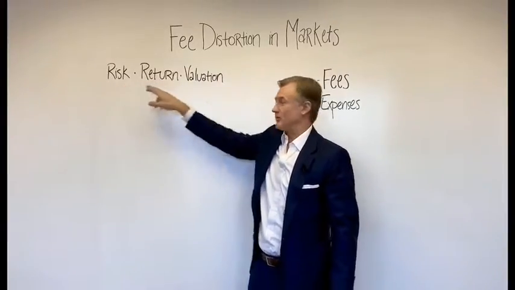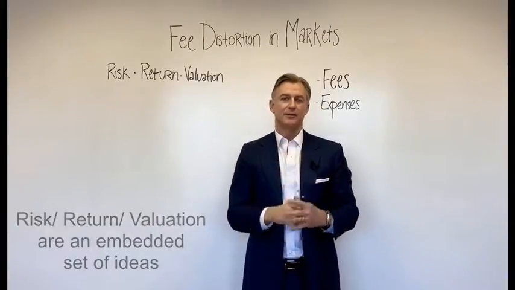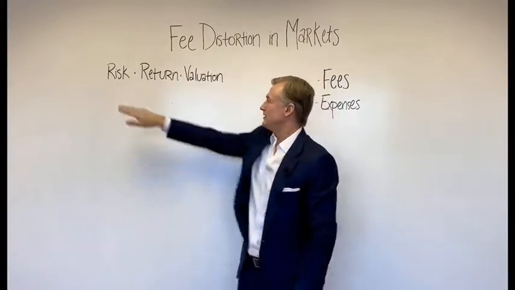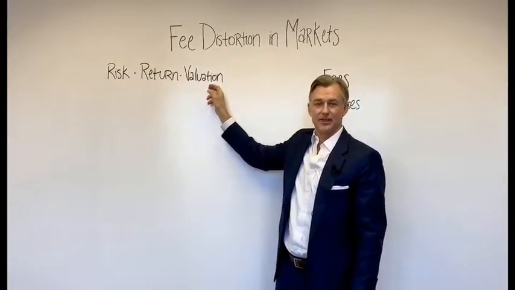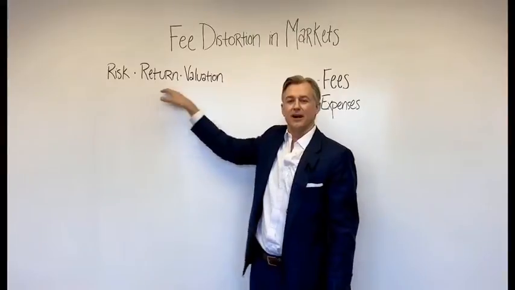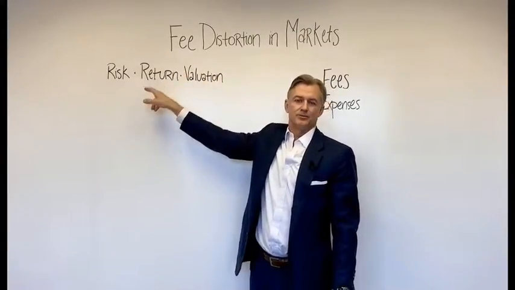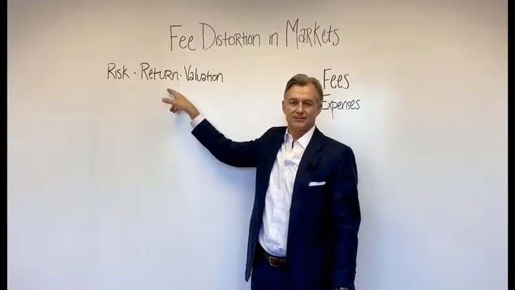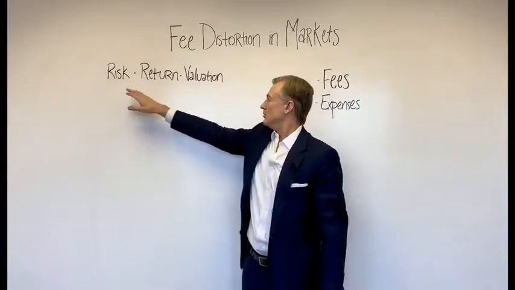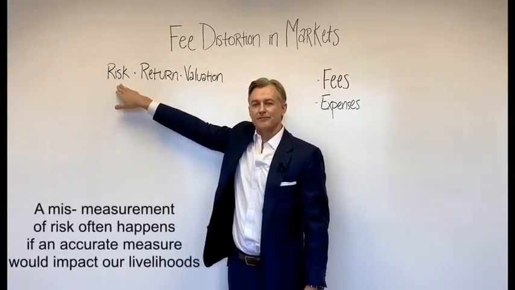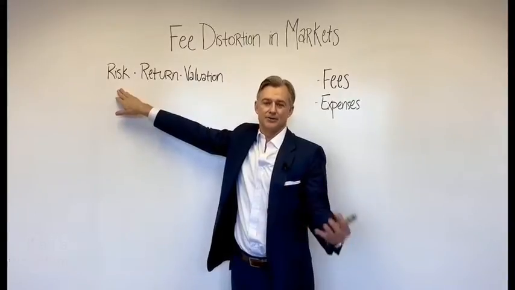Because it's a continuum, right? Risk, return, and valuation are an embedded entanglement of ideas. And if you get your risk measurement wrong, you will get your valuation wrong. We looked at that with the CDOs and the housing bubble. 800% increase in the revenue generated in the CDOs by Moody's, certainly an incentive for them to keep that revenue stream coming in, right? So mismeasurement of risk often happens when it will impact our livelihood to measure it accurately.